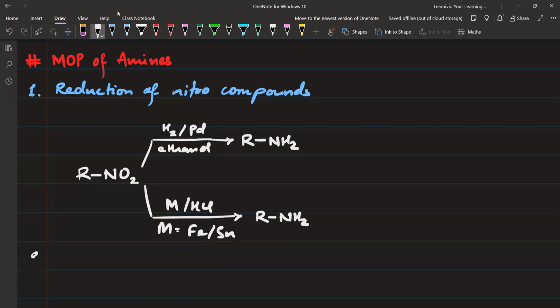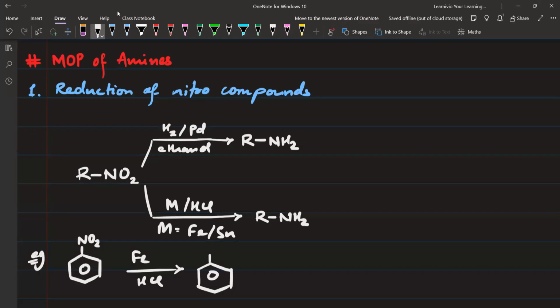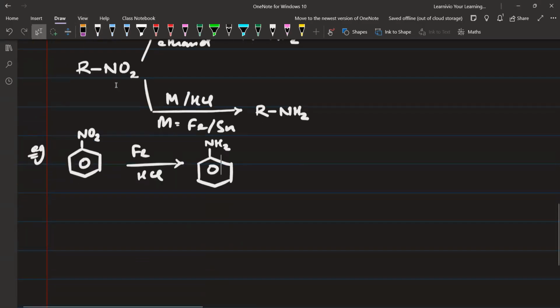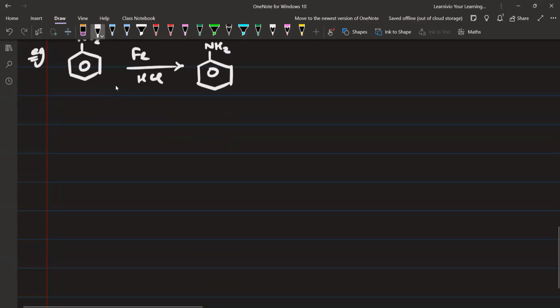ठीक है? Now, for example, this also works if we are having nitrobenzene. In order to make aniline, we have NO2. For example, if I add here Fe in the presence of HCl, then you are going to get NH2. ठीक है? Similarly, अभी सिर्फ देखते रहिए, उसके बाद लिखिएगा. This also works with aliphatic amine. Everything as it is, both the oxygen atoms are going to be replaced by hydrogen atoms.